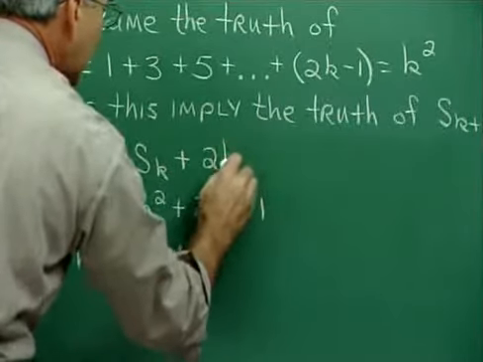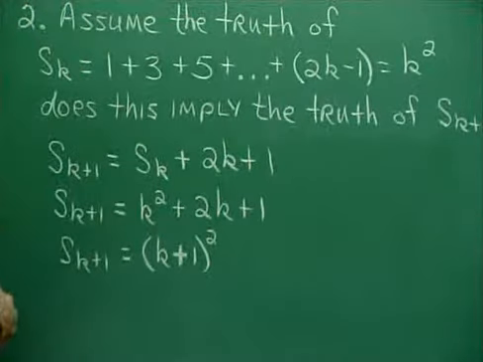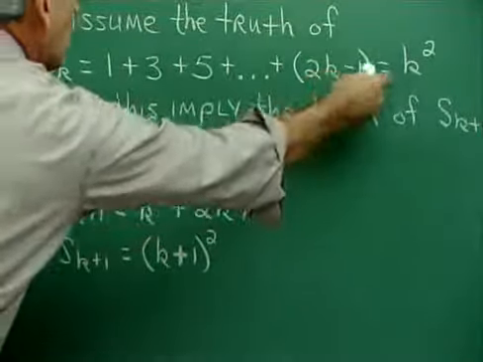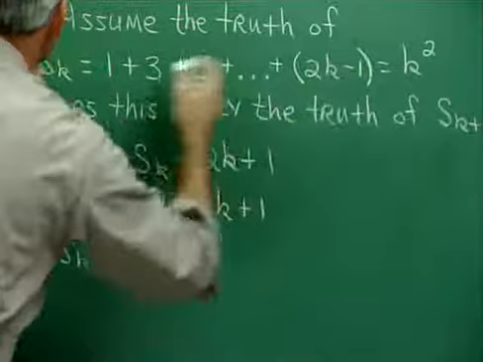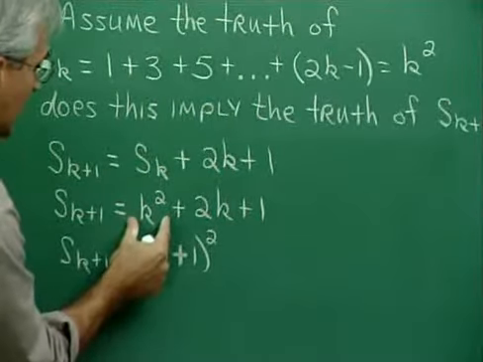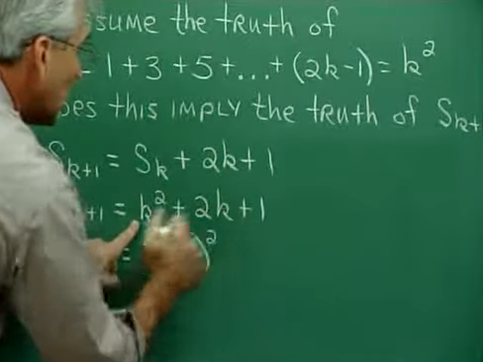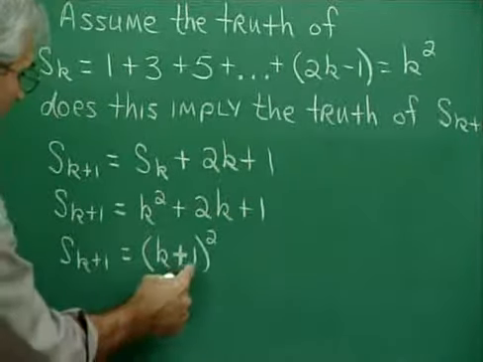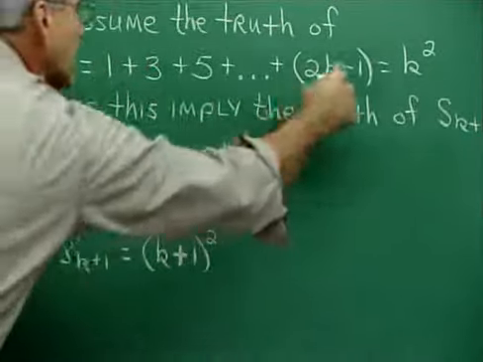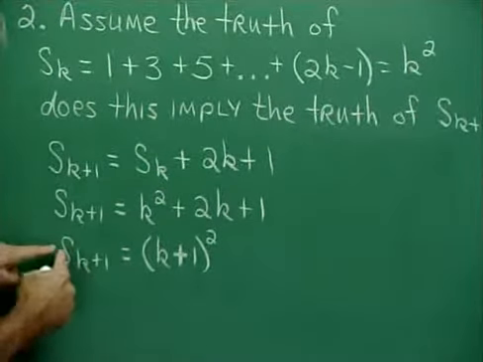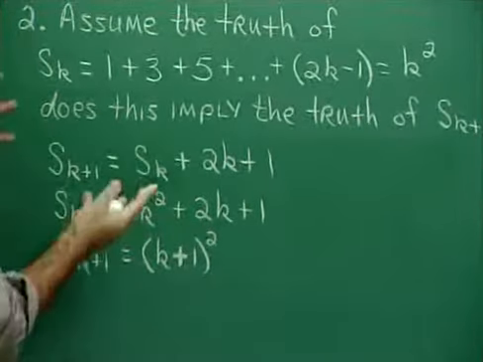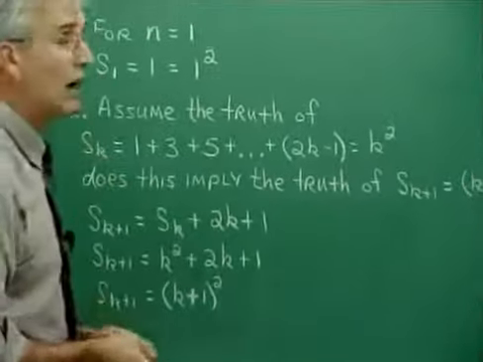So 2k plus 1. Now we know we're assuming the validity of this rascal right here. We're assuming the truth that adding all of those items, that s subscript k is equal to k squared. So s subscript k is k squared. So we have k squared plus 2k plus 1. And factoring this, we get k plus 1 squared. Aha! So the truth of this implies the truth of this. That is, the sum of k plus 1 items is k plus 1 squared. And now by math induction, we have proven our conjecture.